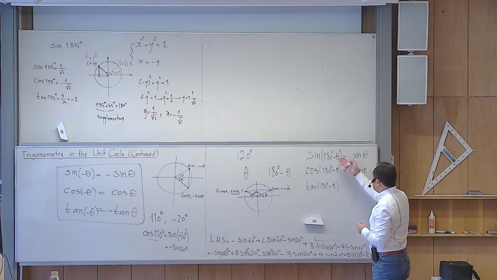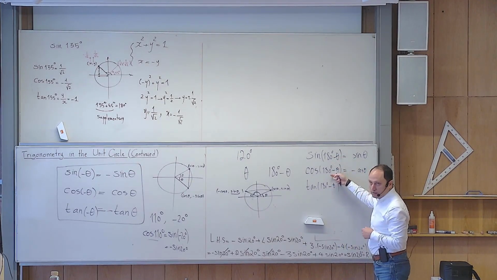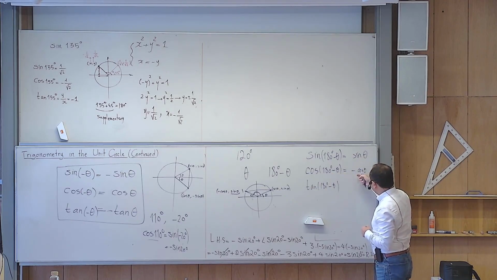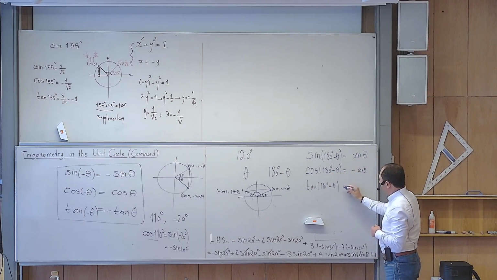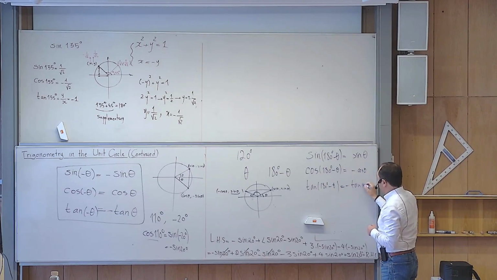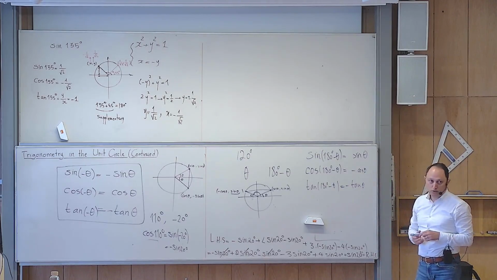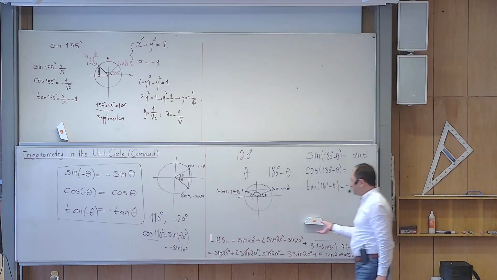Negative also. Because tangent means this one divided by that one. So if you divide this one with that one, this becomes tangent, but the minus sign will survive. So it becomes minus tangent. Yes or no? Yes. Okay.